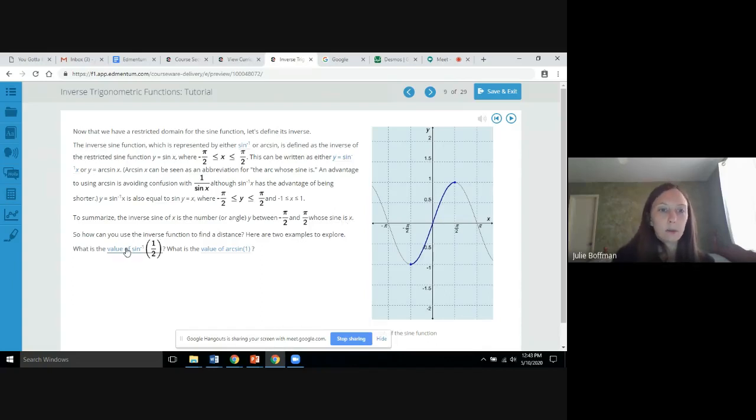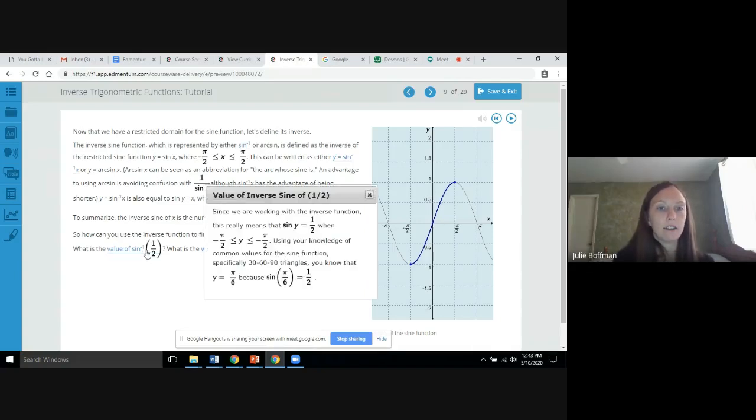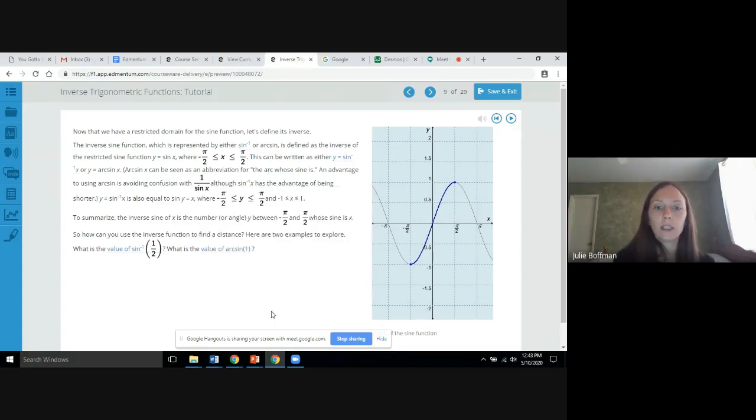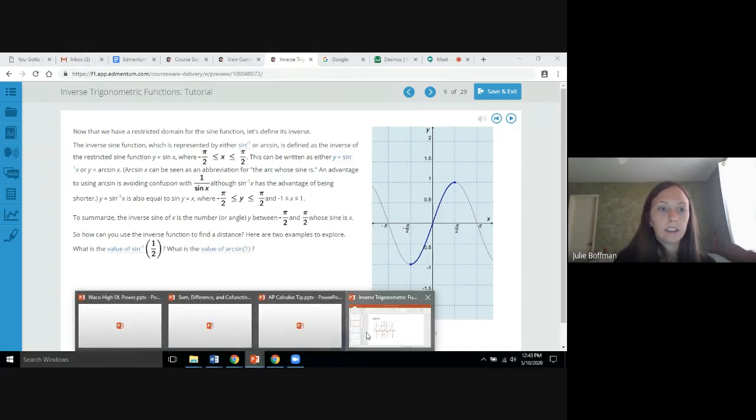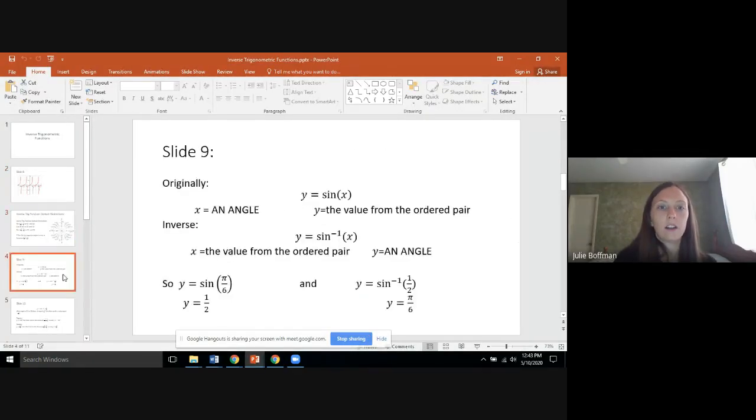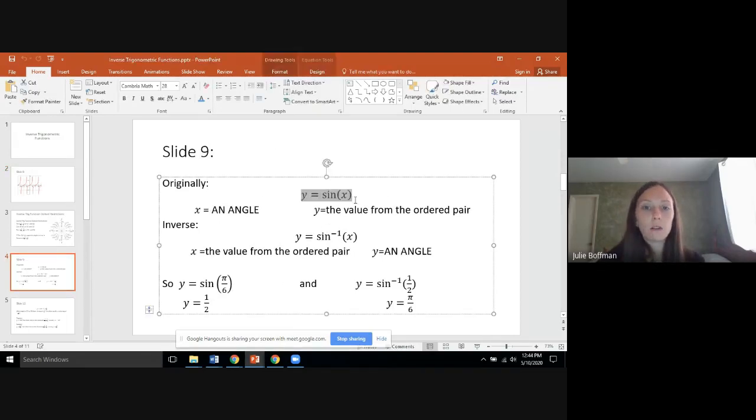So here's two examples. Find the value of inverse sine of 1/2. So you could click on that and read it. I think I pulled it up on my own. So this is what I was reading in that paragraph. So originally we have y equals sine of x, and x is your angle, right?